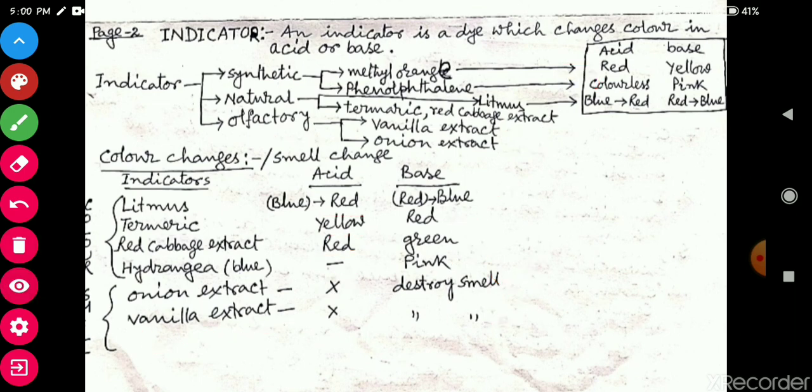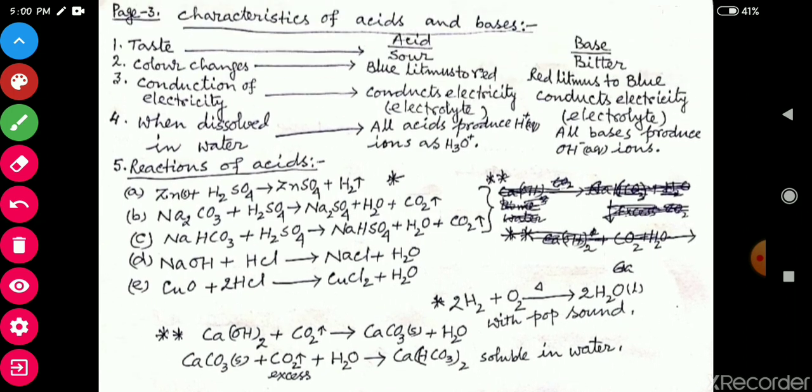Now, characteristics of acids and bases. Taste: in acid, taste is sour. In base, taste is bitter. Color changes: blue litmus changes to red in acid. In base, red litmus changes to blue. Conduction of electricity: both acids and bases are conductors of electricity, hence both are called electrolytes.